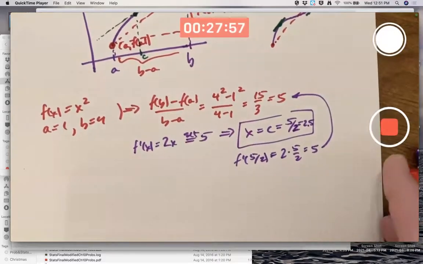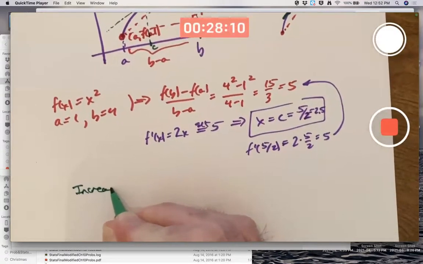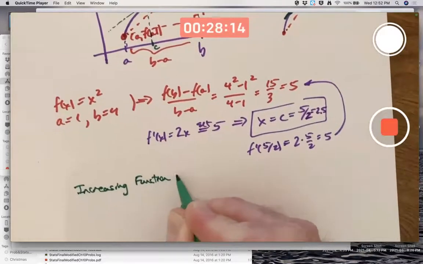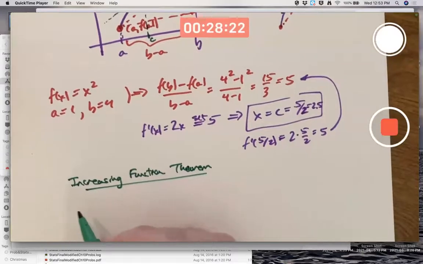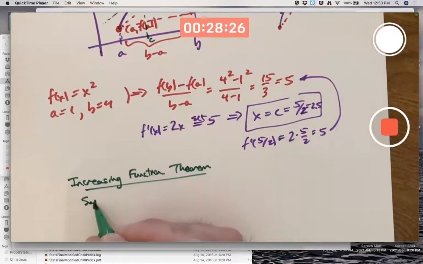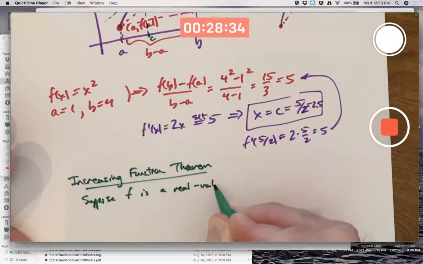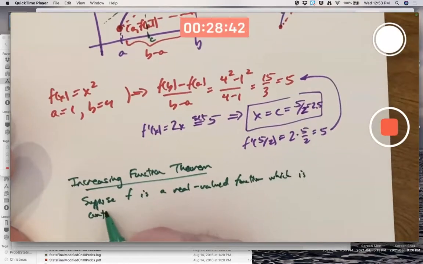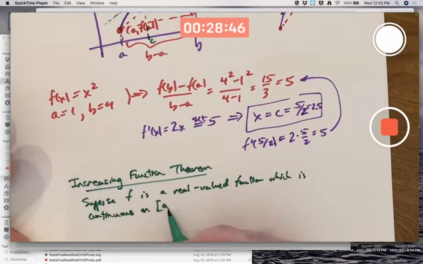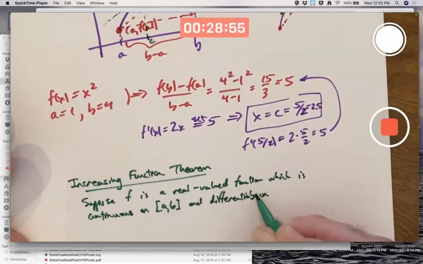But what's it good for? What would we use it for? I'm not going to take the time to do this proof in class, but one thing it can be used for is to prove something called the increasing function theorem. The increasing function theorem says, suppose once again f is a real valued function which is continuous, once again, on a closed interval from a to b, and differentiable, has a derivative on the open interval from a to b.